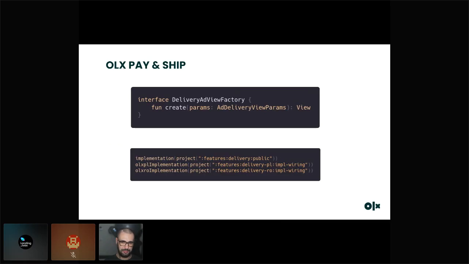So this will make it very clear and very simple. The dependency is always there, but whatever different flavor you have, it is the flavor that implements that contract, that interface, but with its specific implementation for that market.